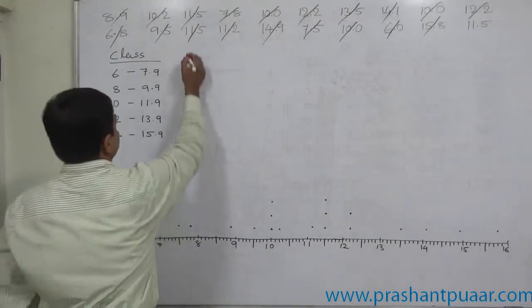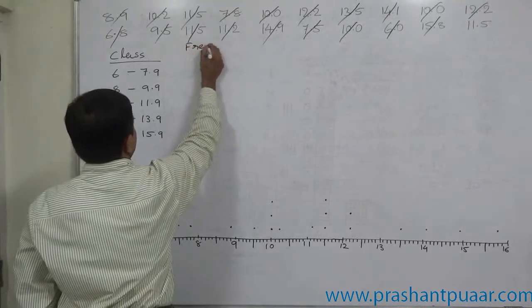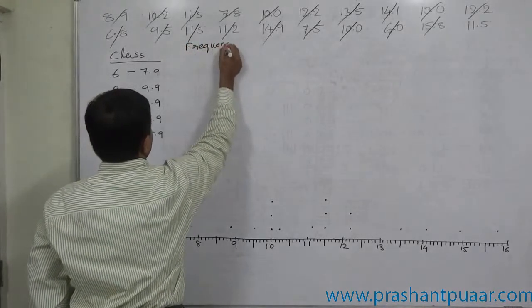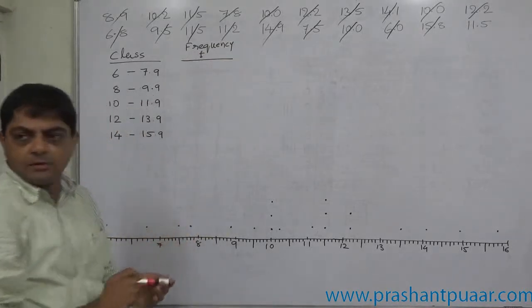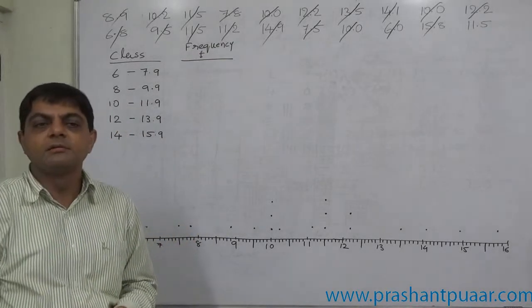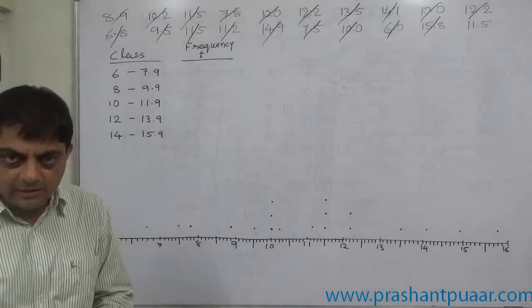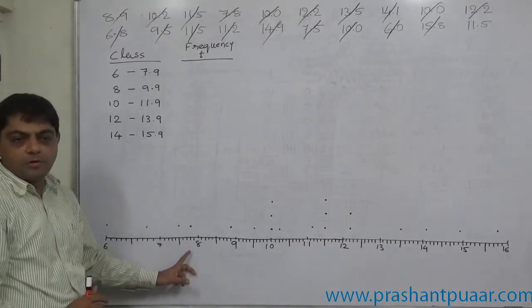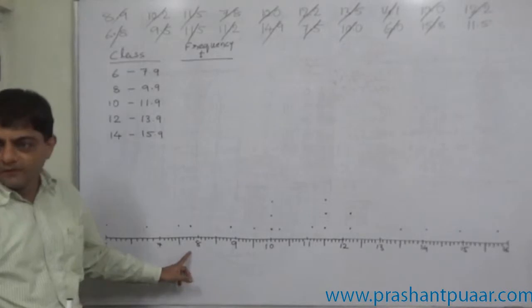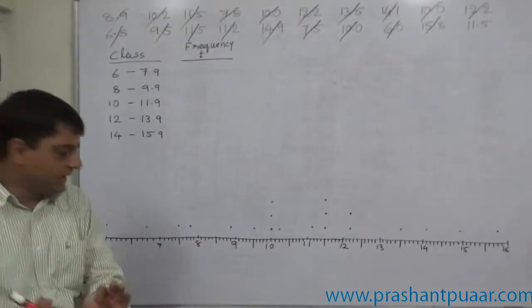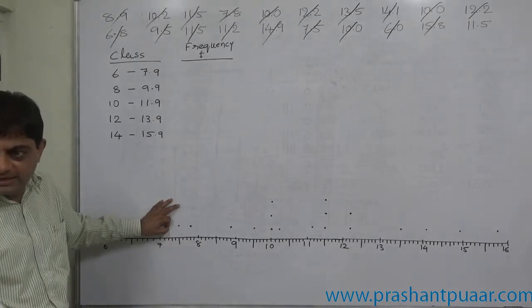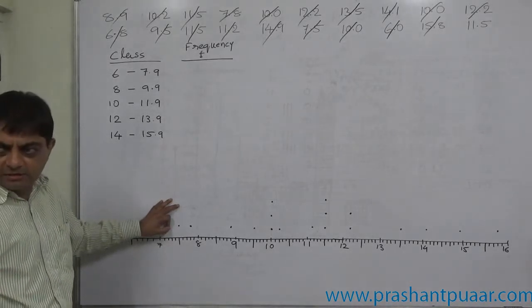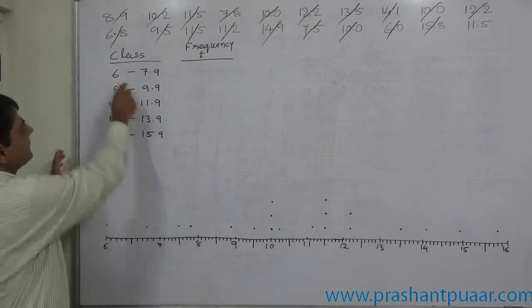Now frequency. What about frequency? Now we are not going to use the tally marks or tally bars. We will use the dot plot for the purpose of getting frequencies. We just have to count the number of dots within the range, instead of tally marks.